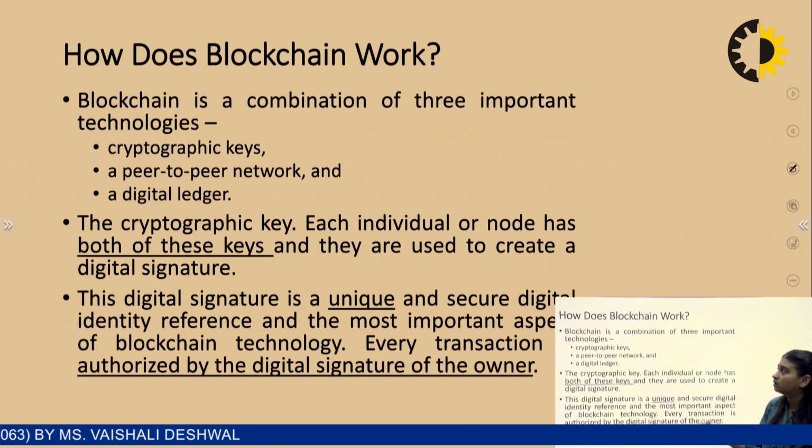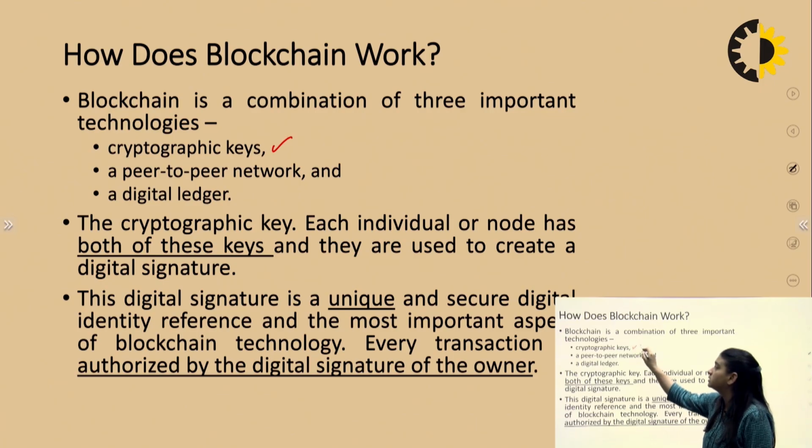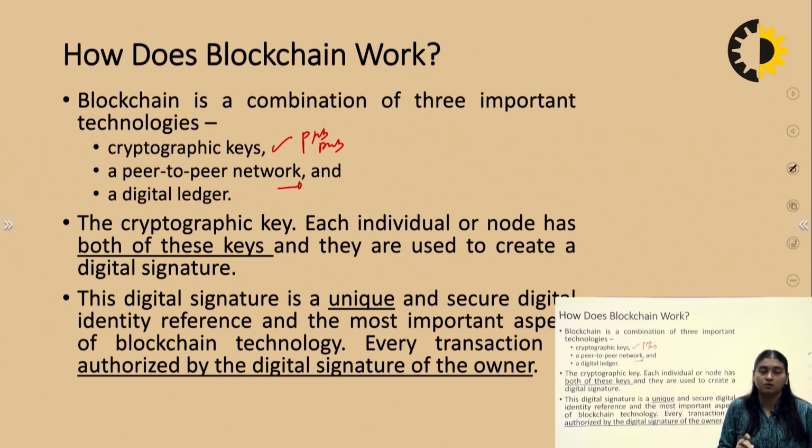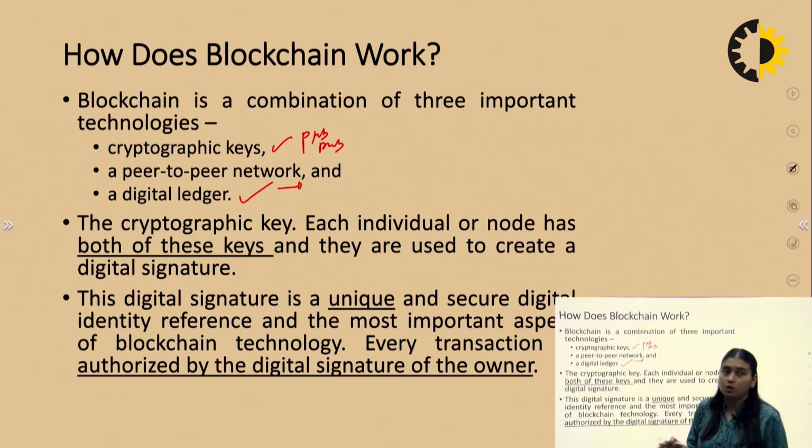Okay, so quickly we'll discuss how blockchain works. Blockchain is a combination of three important technologies. First is cryptographic keys. In this you can have a private key or a public key. Then we have the peer-to-peer network. This peer-to-peer network is responsible for having the decentralized network as we have in the blockchain. And then the digital ledger, that is simply the record.